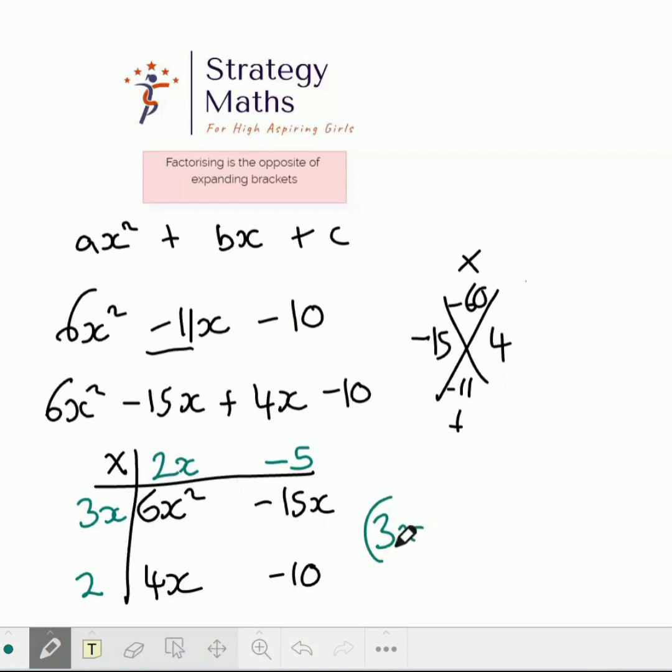So inside the first bracket, we want the 3x and positive 2, so 3x plus 2. And in the other bracket, we want 2x and minus 5.